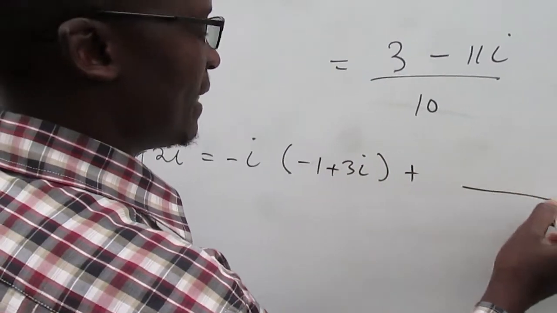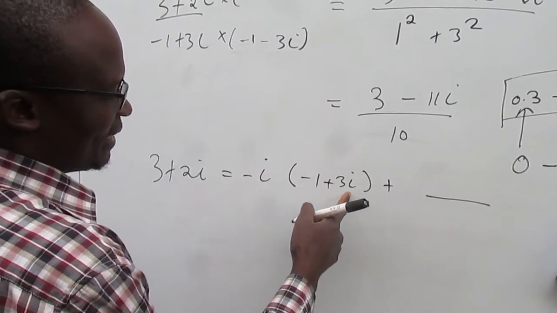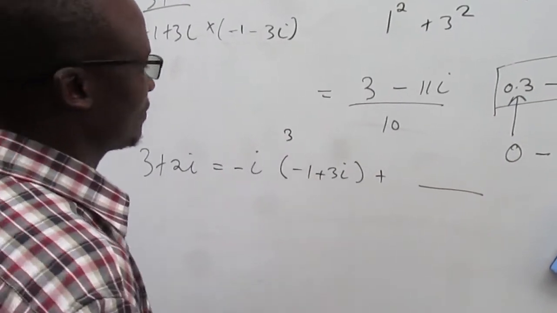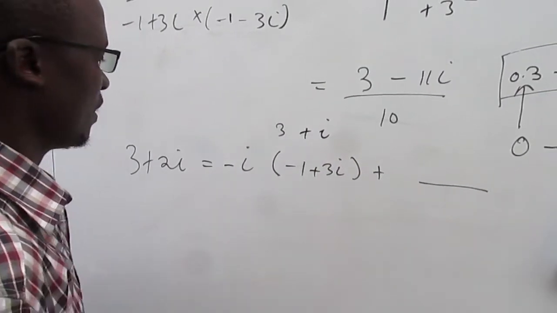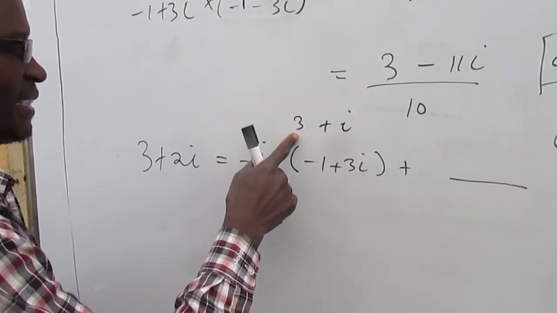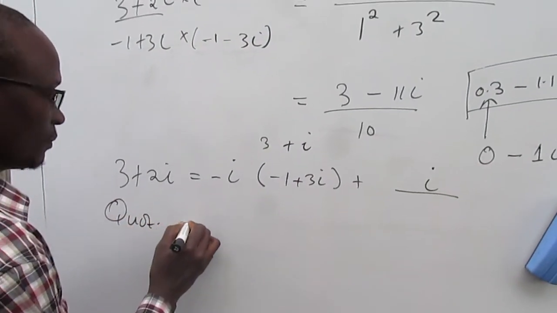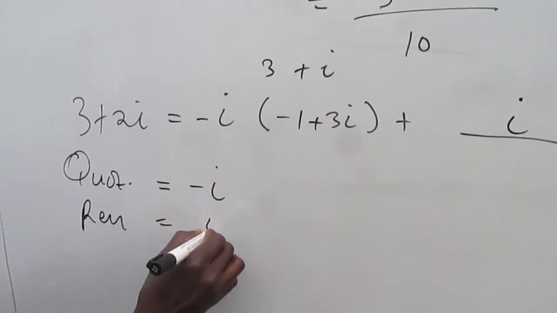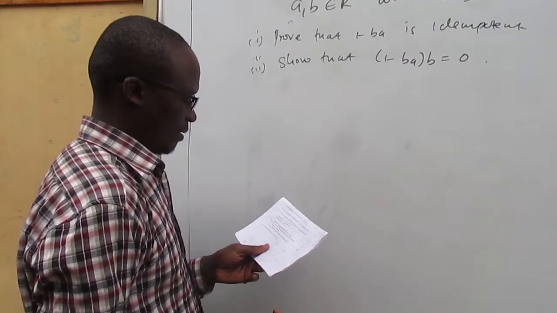And so let's look for the remainder. If you multiply minus i by minus 1 plus 3i, we'll get 3 plus i. So as you can see, the remainder will be 3 plus 2i minus 3 plus i, and that is i. So now we have the quotient equal to minus i, and the remainder equal to i. Okay, fine.